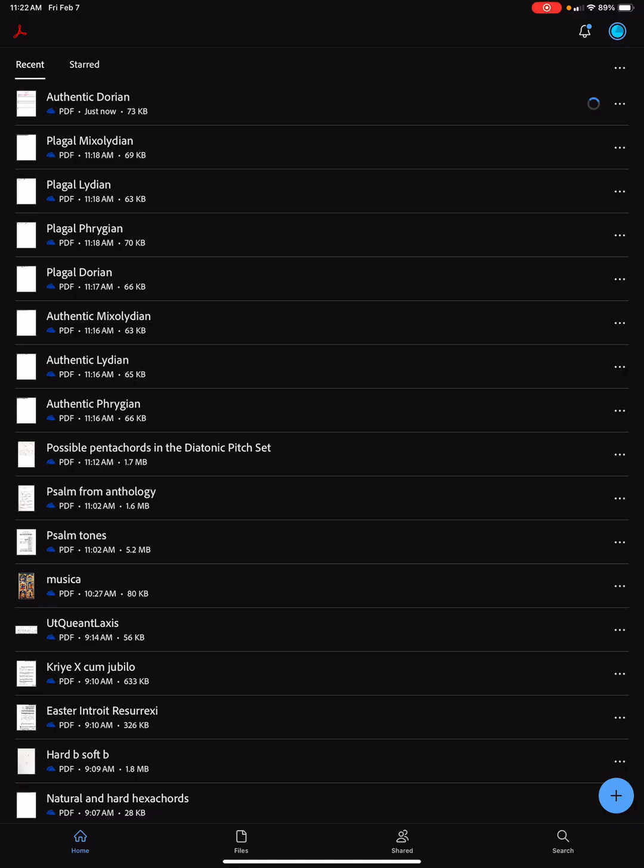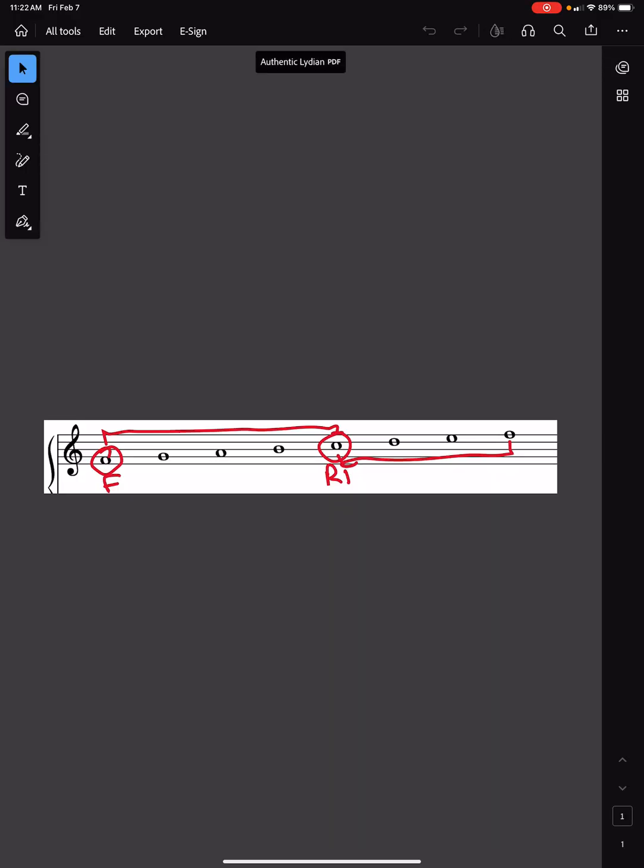Another quirk of modes was in Lydian. So you can see, they didn't like this interval here from the final to here. It is a tritone, and they did not like having a tritone against the final. This is the only mode where that happens, and so they would adjust that B down to avoid that harshness.